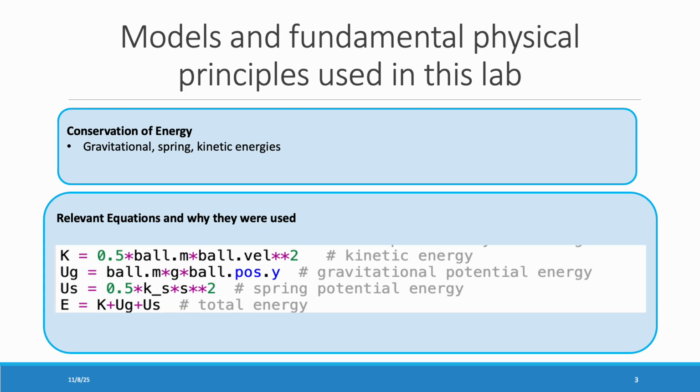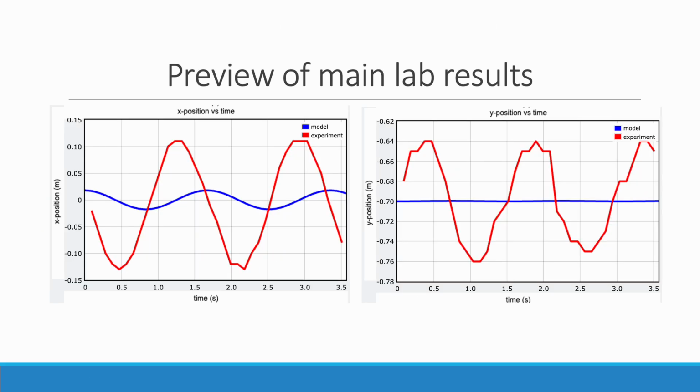The relevant equations were just all for these different kinds of energies to calculate each component and then how they all add up for the total energy. As a preview for the main lab results, we can see that something went wrong because the experiment and the model are supposed to line up on the graphs, but they don't. On the X position one, they both at least have movement, but on the Y position graph, the model component of the graph is just a flat line.